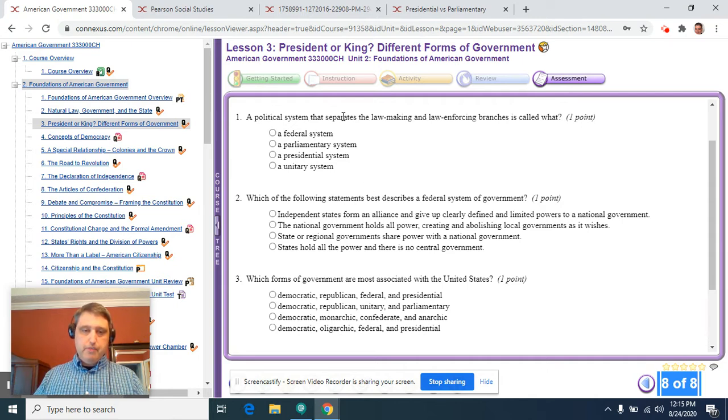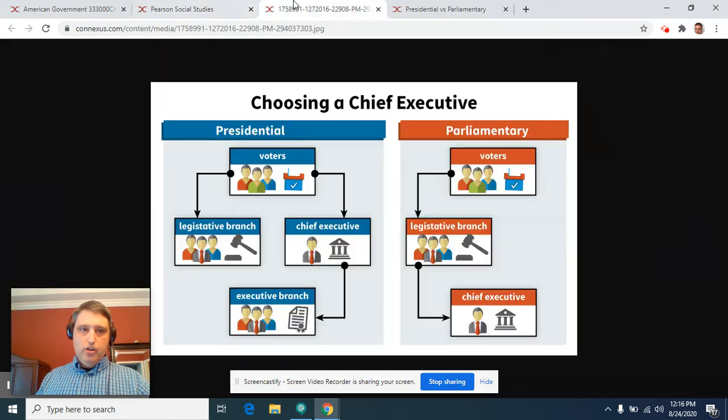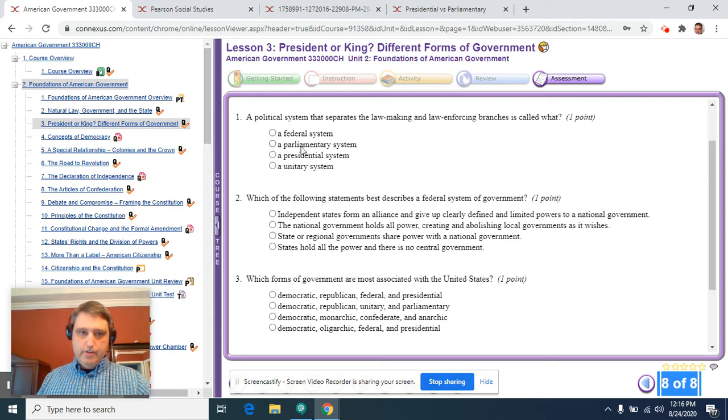Okay. A political system that separates the lawmaking and law enforcing branches is called what? Again, lawmaking is the legislative. It's like in the United States, that's the Congress. Law enforcing is the executive branch. That's like in the United States, that would be the president. In the UK, that would be the prime minister. Okay. So where the legislative and the executive are separate, what is that? We talked about that. If you want to go back and look at this chart to kind of remind yourself, you can. Okay. I'll let you figure that out.